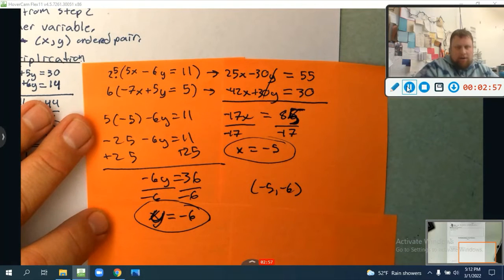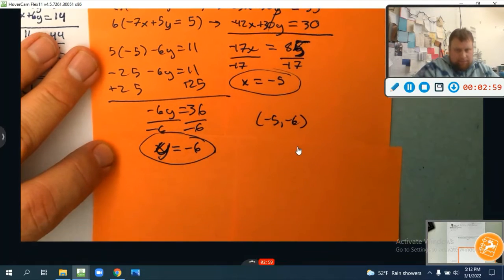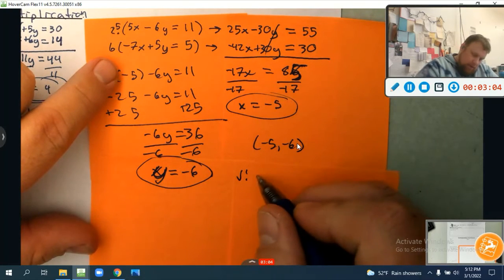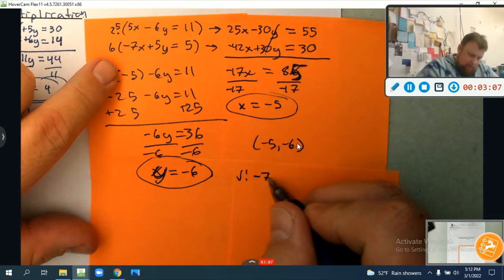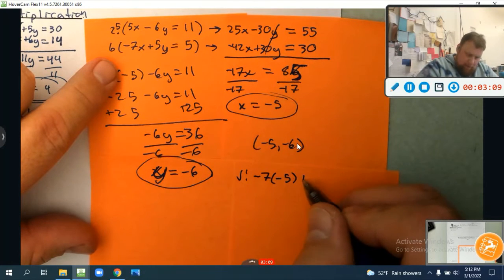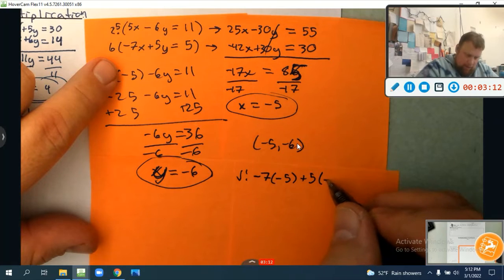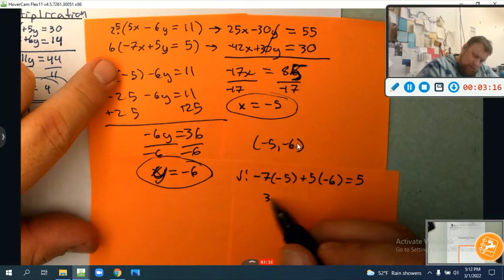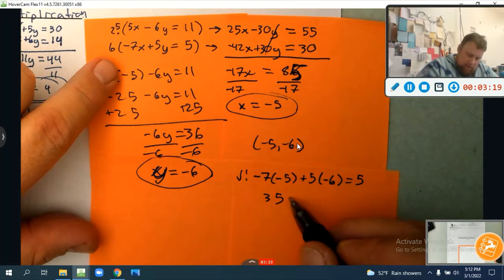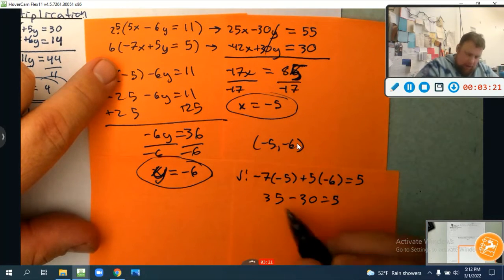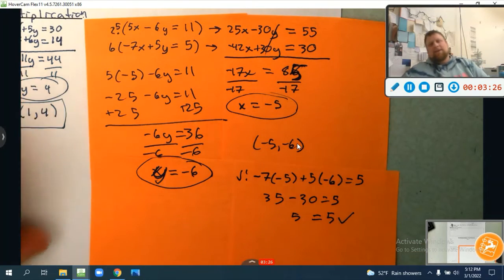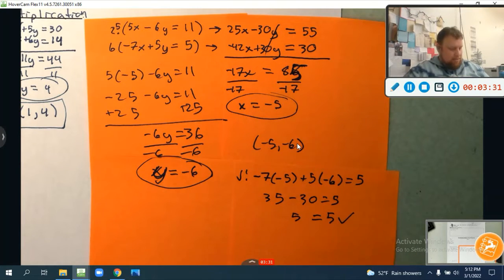Much, much better. We're still going to do a little check here. We want to check our work in the bottom equation. So we're going to have negative 7 times our x of negative 5 plus 5 times our y of negative 6 equals 5. So let's do it. That's going to be 35. 5 times negative 6 is minus 30 equals 5. And 35 minus 30 is indeed 5. Does equal 5. Check. Wow, that was better than the last one I did.